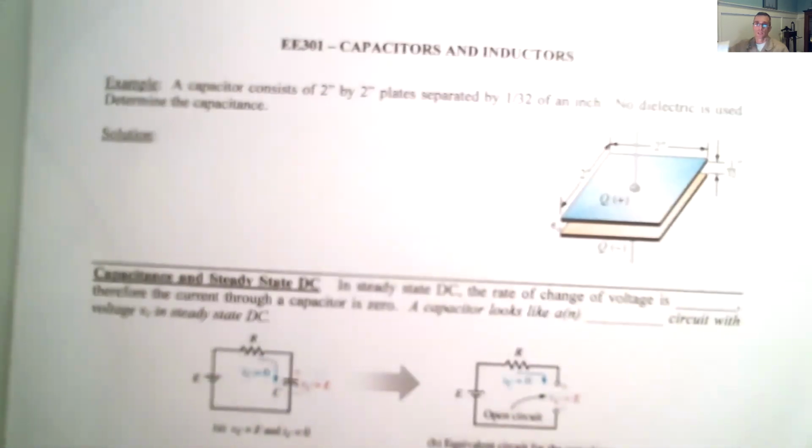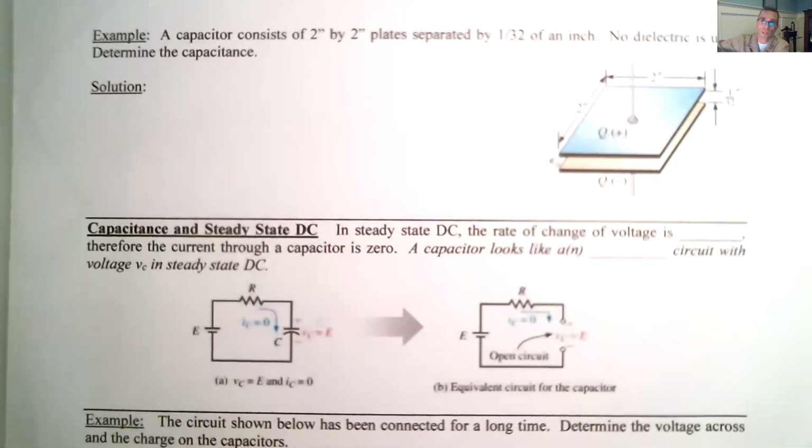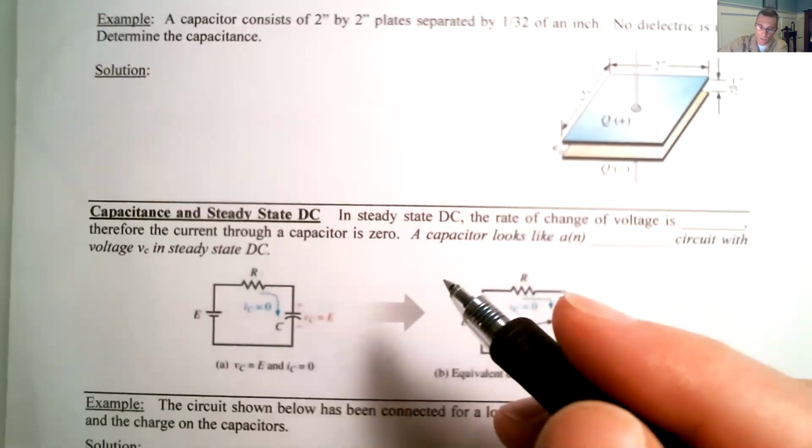All right, we're going to move on. This gives an example, and it's mostly a discussion of conversion of units from inches to centimeters and meters, so I'm not going to worry about that.